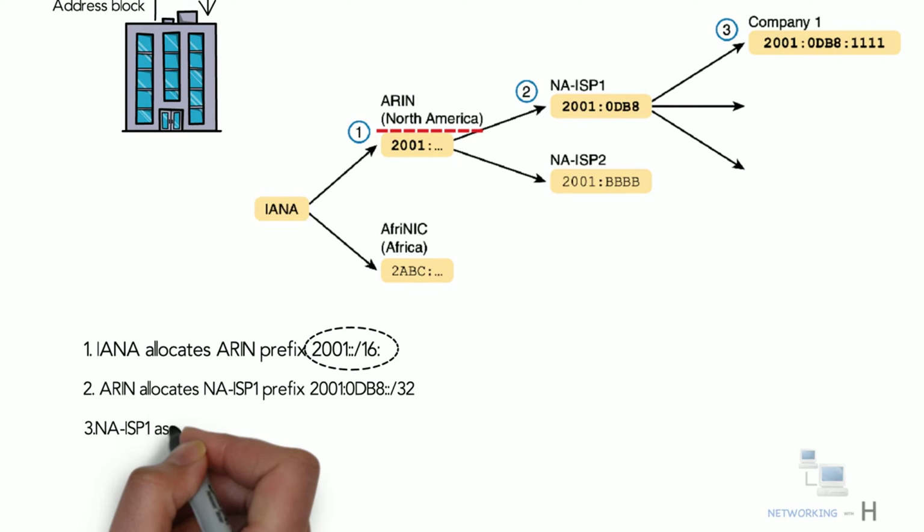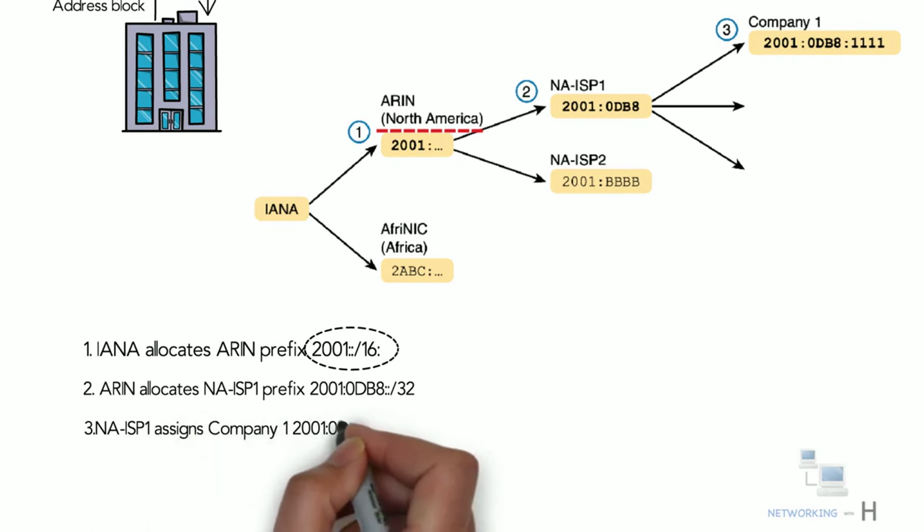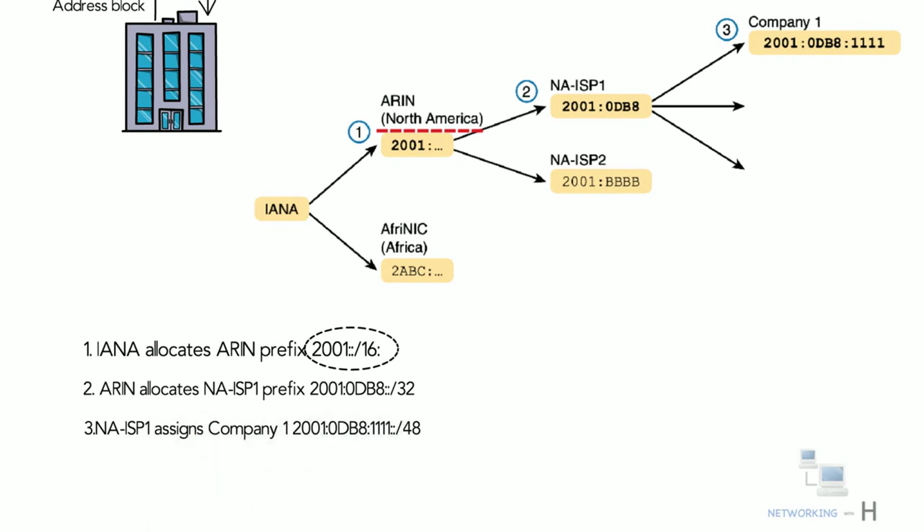Step 3. North American ISP1 assigns Company 1 2001:0db8:1::/48. Company 1 decides to start supporting IPv6, so it goes to its ISP, North American ISP1, to ask for a block of global unicast addresses. North American ISP1 assigns Company 1 a small piece of North American ISP1's address block. In this case, the addresses that begin with 48 bits, 12 hex digits, of 2001:0db8:1 double colon slash 48.